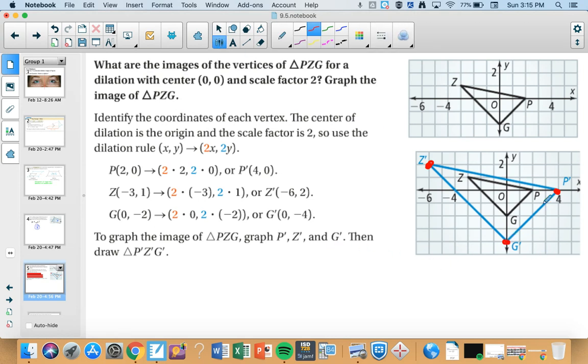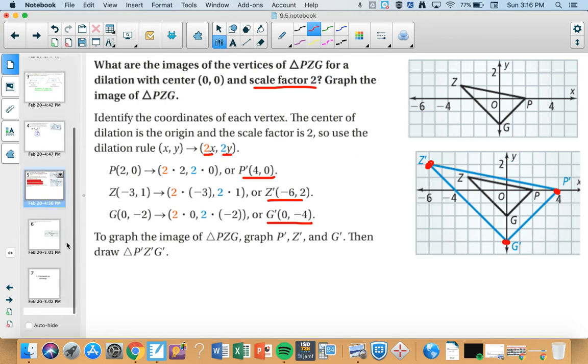So notice all we did was multiply our x value by 2, our y value by 2 for all three of our points, and we came up with our dilation. And if we look at this one, we should be able to tell just by the scale factor that this would be an enlargement. We enlarged our original image, notice, because our scale factor is greater than 1.